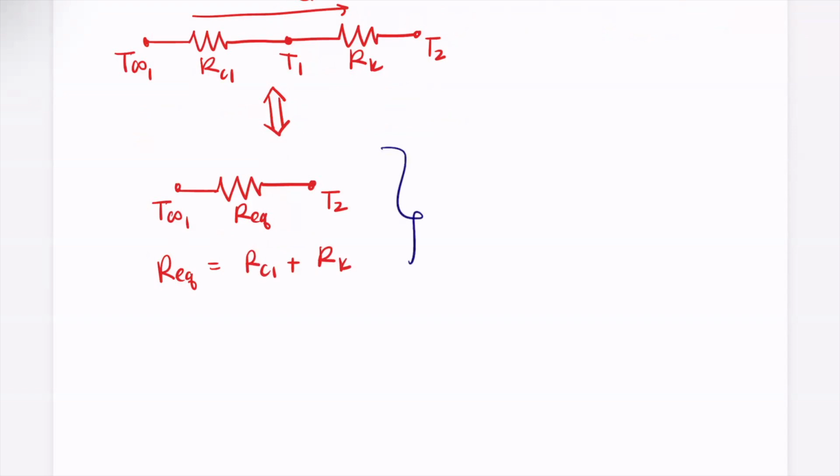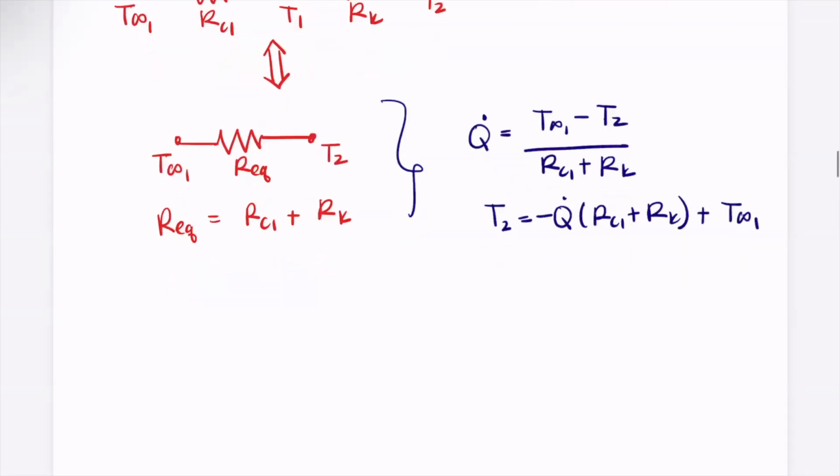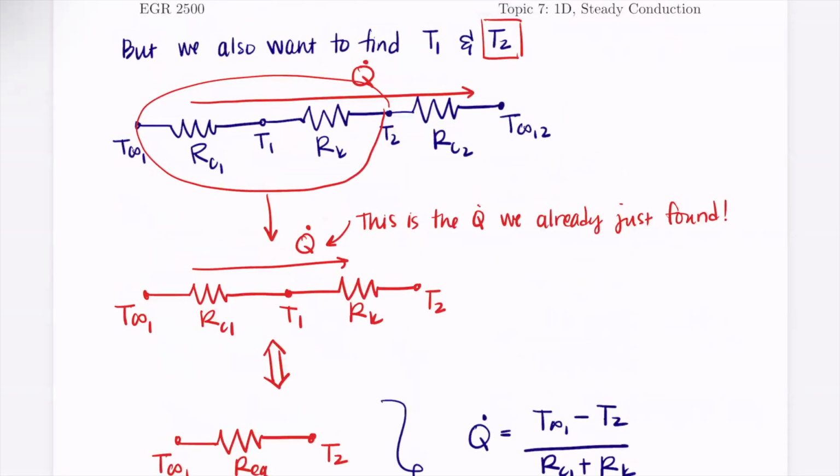Okay, so I can analyze this circuit as the following. So I have Q dot is equal to T infinity 1 minus T2 divided by RC1 plus RK. Okay, and we have everything now, so we can just solve this thing for T2. So we have Q dot times RC1 plus RK, minus T infinity 1. Or sorry, plus T infinity 1. Okay?